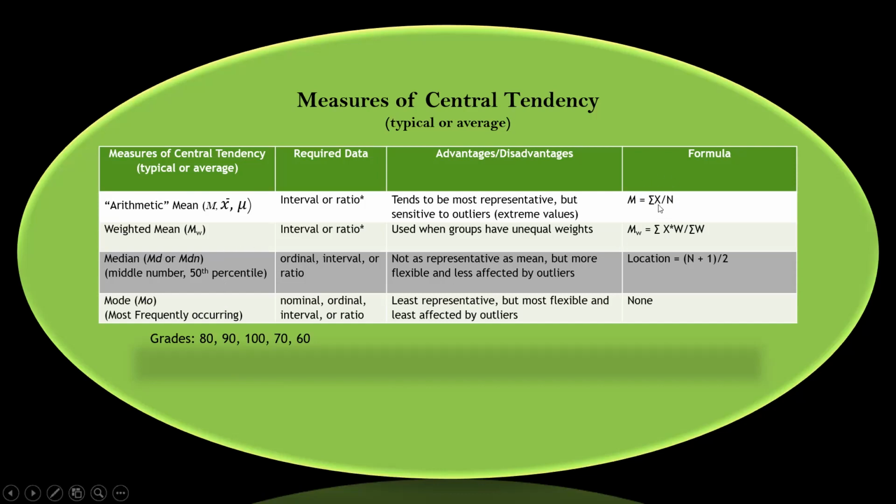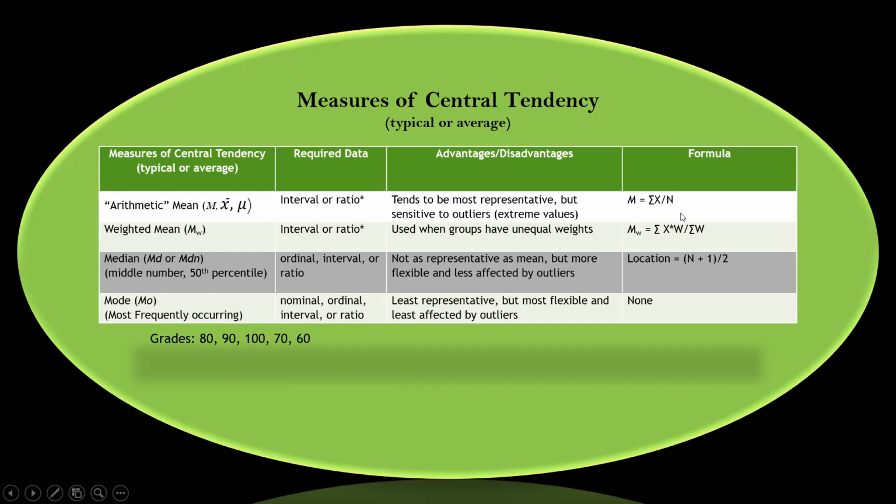One reason for that is it takes into account all of the data. The median is only going to consider the middle number. The modes are only going to consider the most frequently occurring scores. So that's one advantage of the mean. But the median is a little bit more flexible. We can confidently use ordinal data, and it's not as affected by outliers. Now, here's the formula for the median.